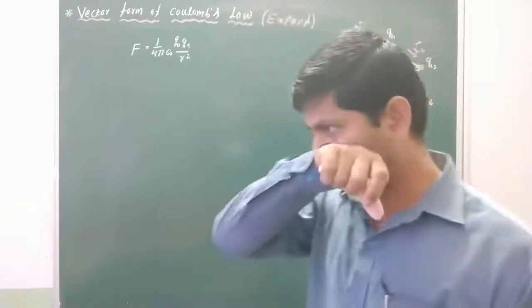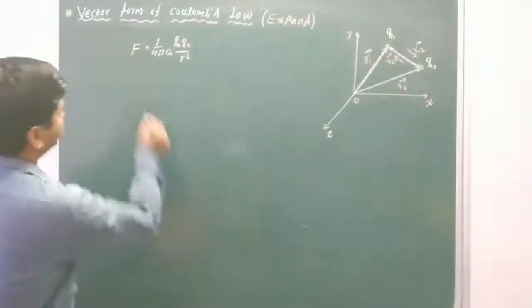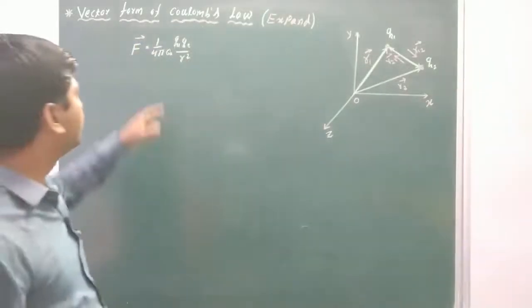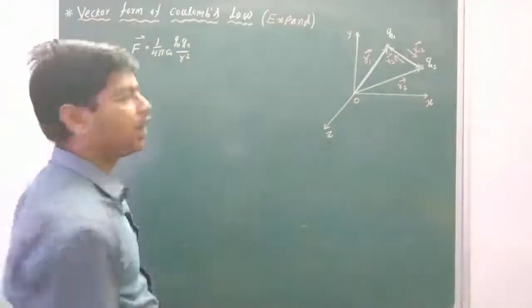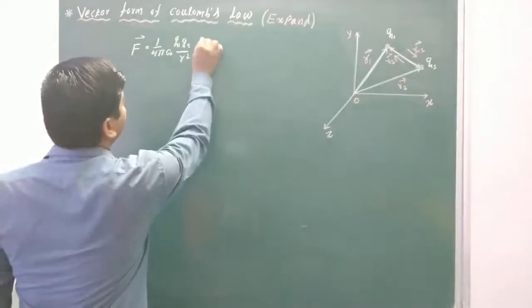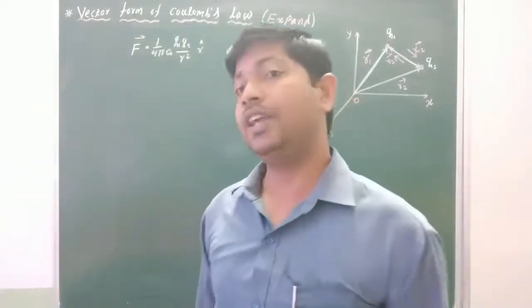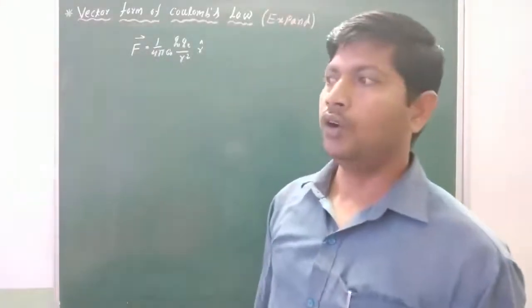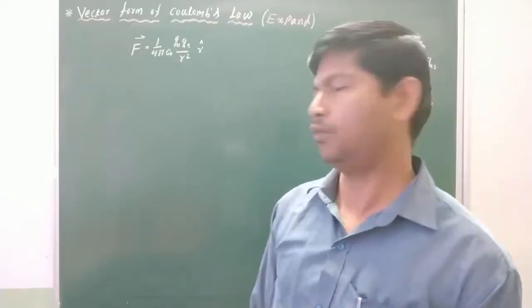So it is better to write the Coulomb force in the vector form. F vector is equal to 1 by 4 pi epsilon naught q1 q2 by r square into r cap. What is the r cap here? r cap is a unit vector which gives the direction of the Coulomb force. Now I am going to discuss the expanded form of Coulomb's force.